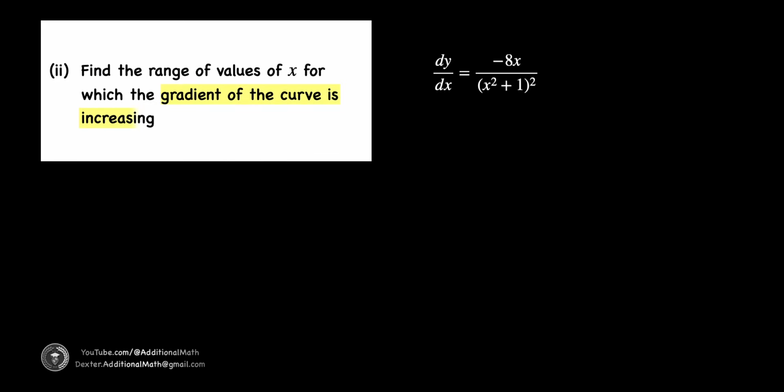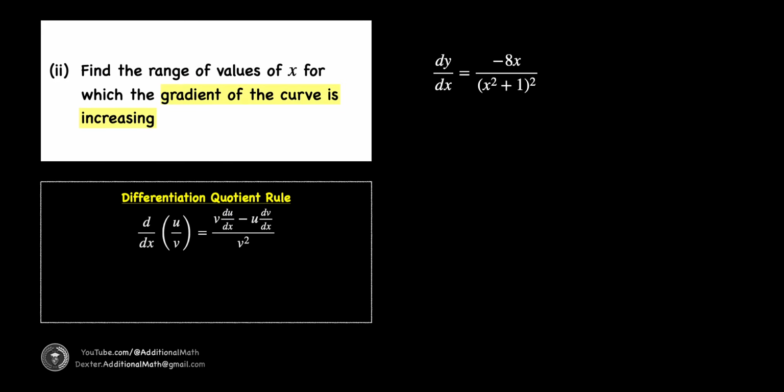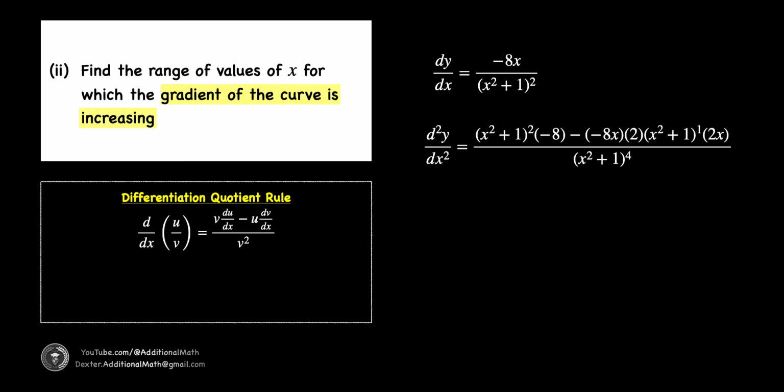To find the range of x for which the gradient is an increasing function, we need to find the second derivative of y, which will apply the same quotient rule of differentiation to our first derivative. Like the previous part, we will begin the quotient rule by squaring the denominator to give us x squared plus 1 to the power of 4.